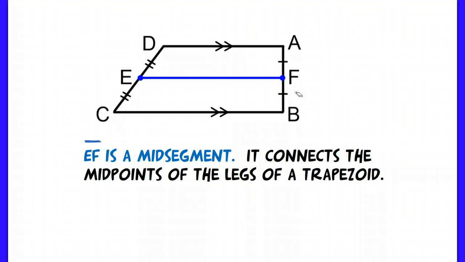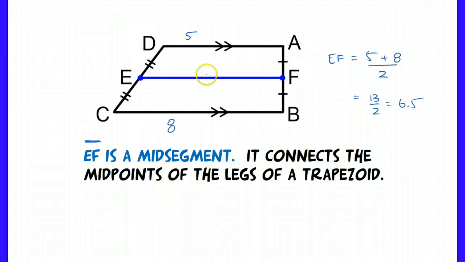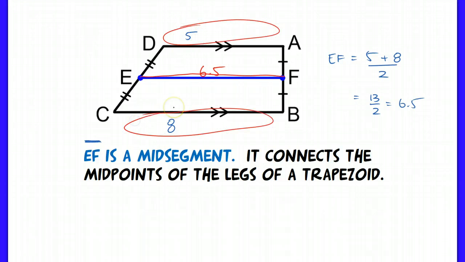Now what's special about the midsegment is if I were to add the lengths of the bases, let's say that this one is 5 and this one is 8, the midsegment is half of the sum. So to find EF, I would take the length of DA, 5, plus the length of CB, which is 8, and I would cut that in half. So I get EF equals 13 over 2, which is 6.5. So the length of EF would be 6.5. So it's this segment length here by finding the length of this plus the length of this and then dividing it in 2.